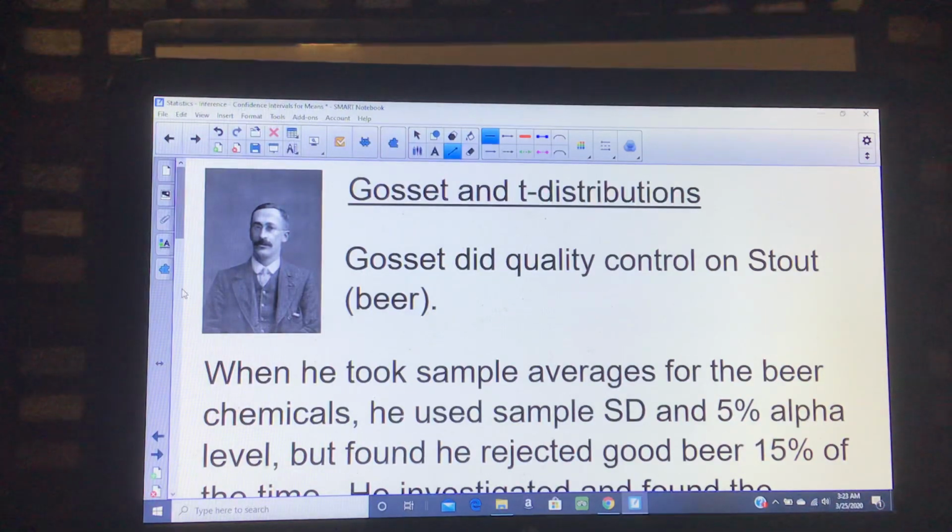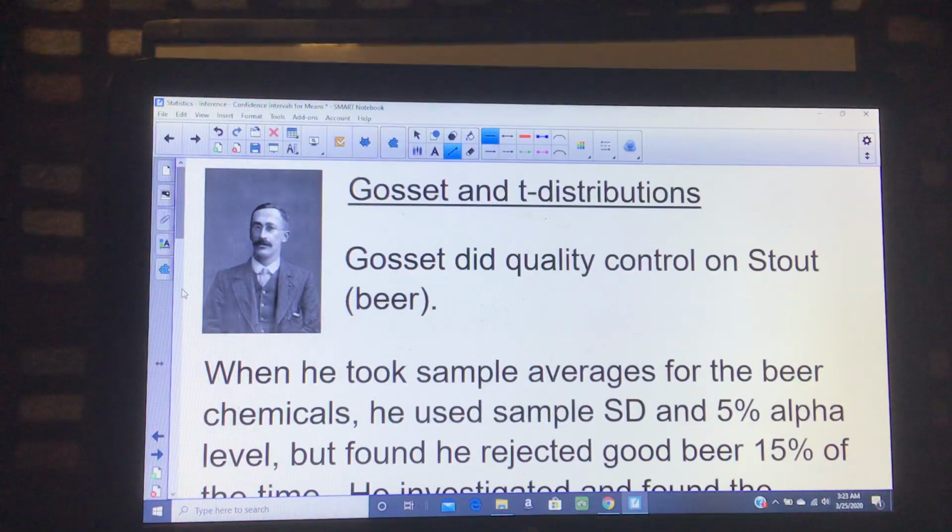The problem for Gossett is Gossett didn't write under his own name. He, for some reason, used a pseudonym, and his pseudonym was strange. He called himself Student. I don't know why, but when he wrote his papers, instead of saying, my name is Gossett, he basically wrote that his name was Student. So you may hear this called student's t-distribution. It's a stupid name, but it's his fault.